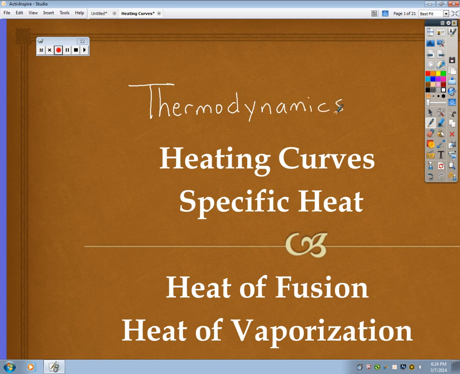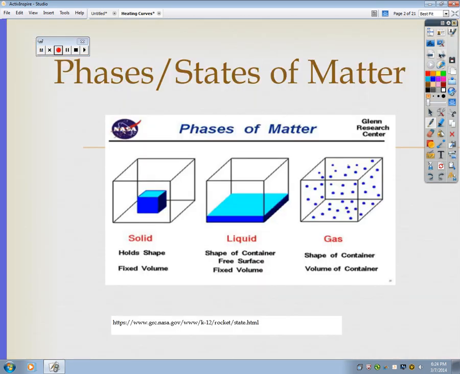Now the first part of this deals with heating curves and cooling curves and talks about phases of matter. So if you'd like to fast forward through that and go towards the middle of this, then you can learn about specific heat and heat of vaporization and heat of fusion.